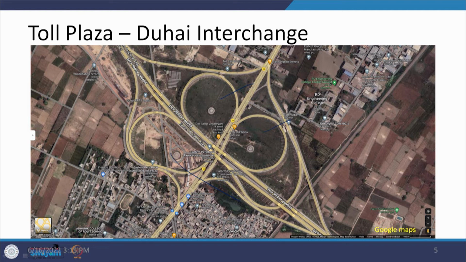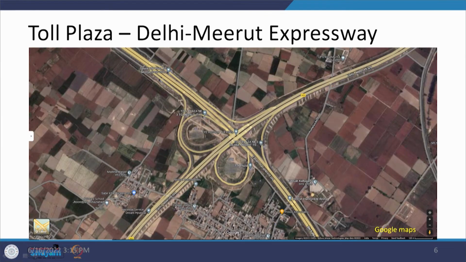So, here what we can see is that there is one being provided here, there is another one provided here. Likewise, the toll plazas have been placed so that we can get the money from those users who have utilized this facility. So, all of these things have to be seen in terms of the in and out of the system. That particular location is to be identified.